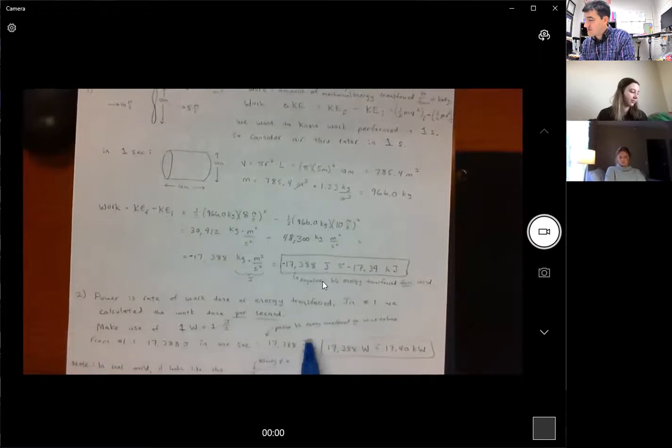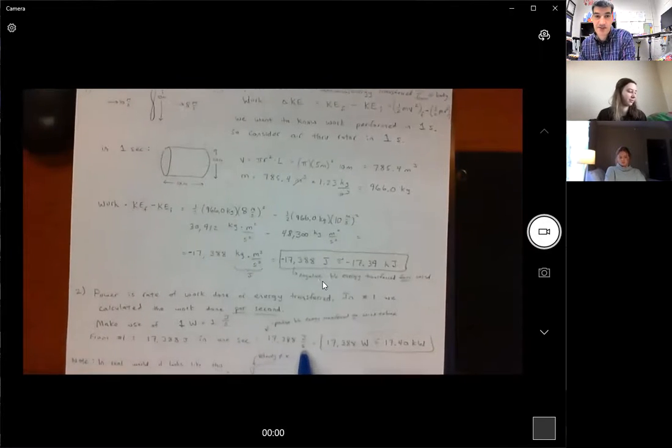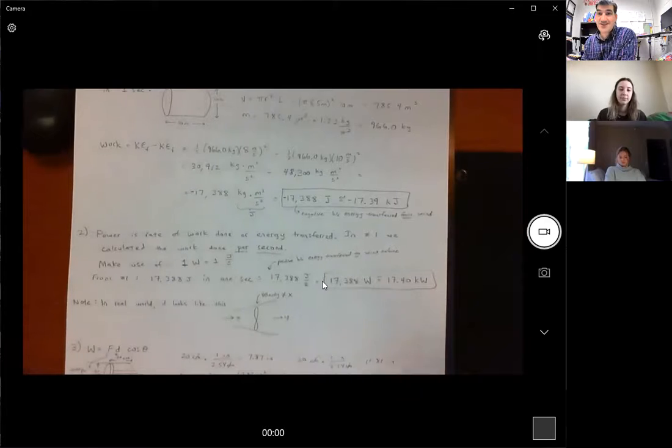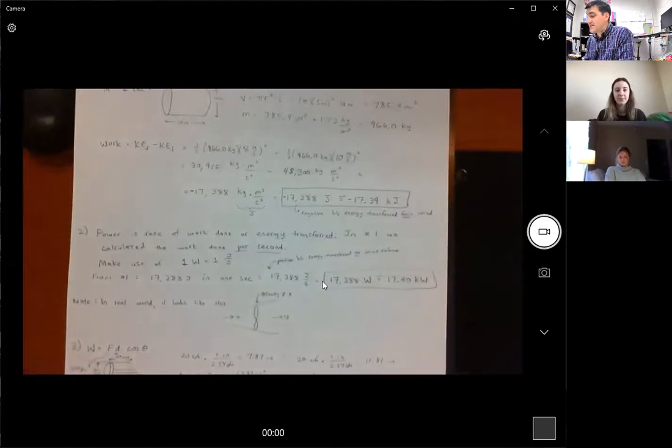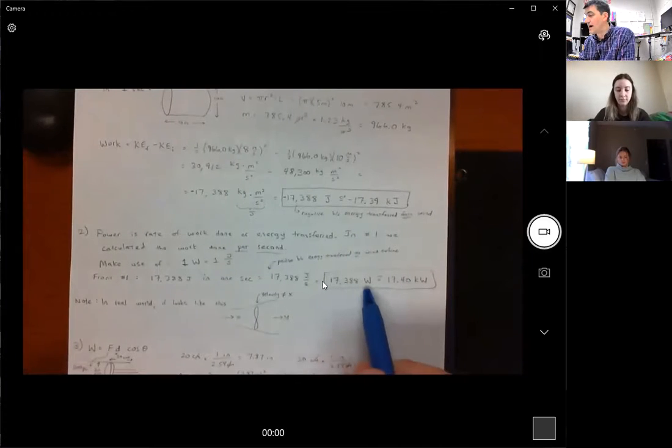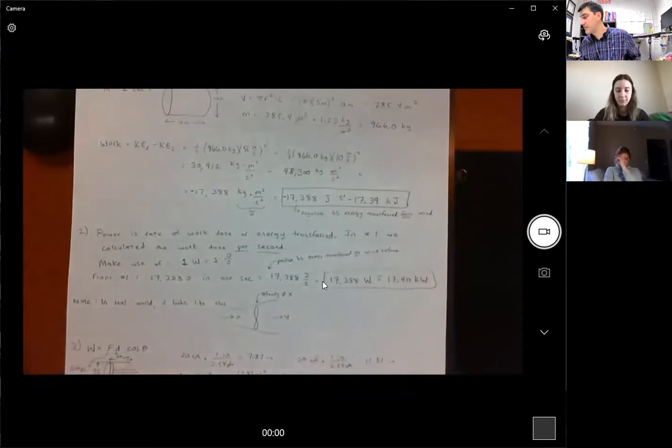17,388 joules per second because we're dividing by 1 second. And we know that a joule per second is just a watt, and a watt is a unit of power. So that's actually pretty straightforward, nothing too complicated about that. So our answer is 17,388 watts, or about 17.40 kilowatts. Either one is fine.